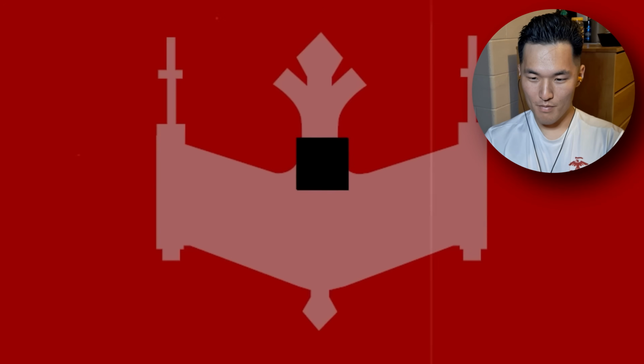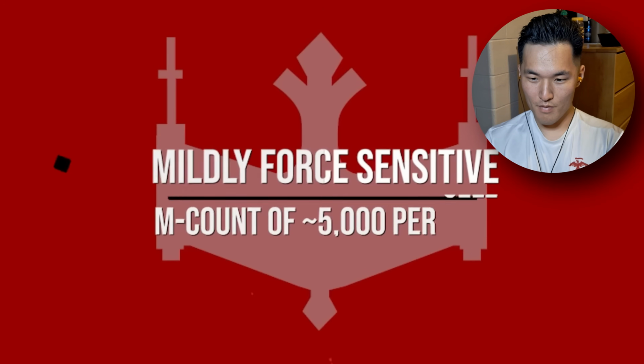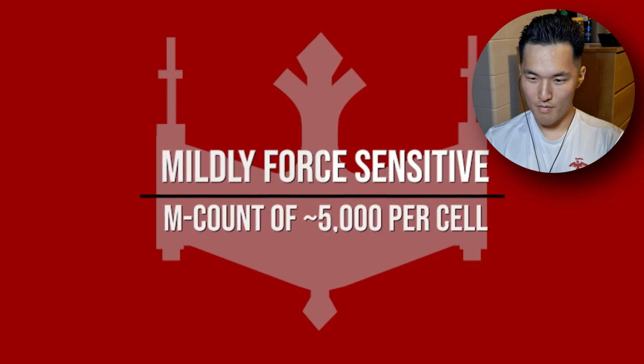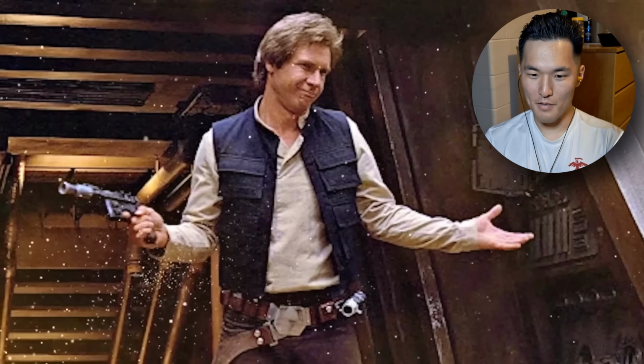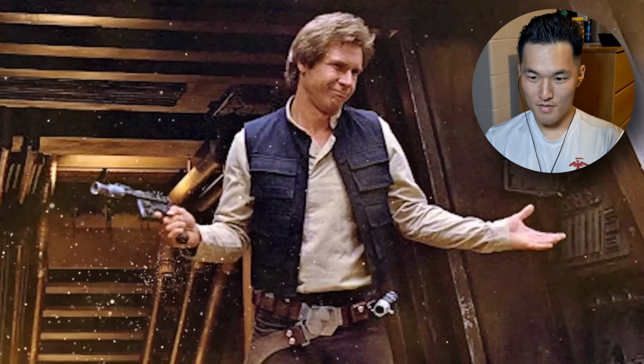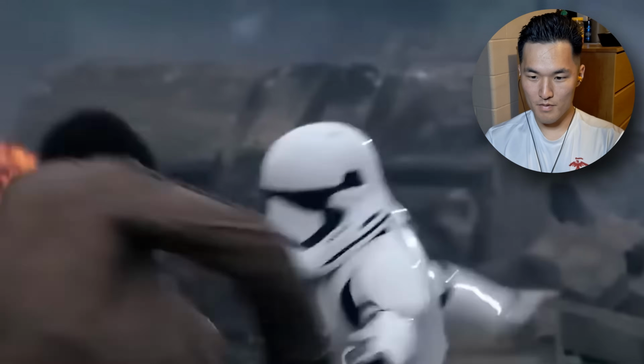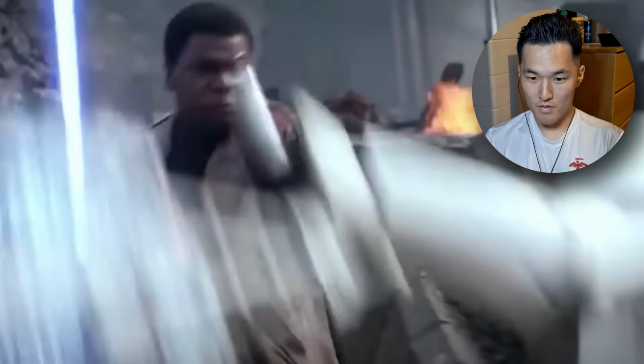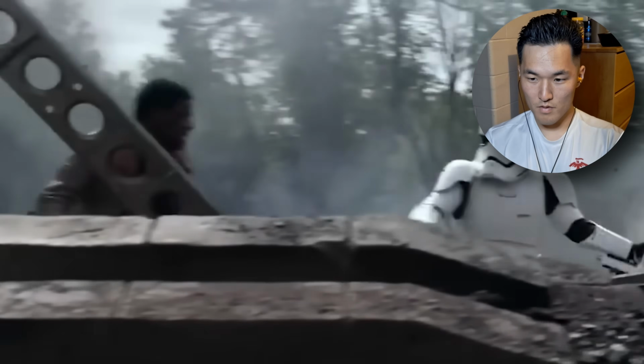The next tier consists of those who are mildly force sensitive, with an M-count of about 5,000 per cell. So this is probably level 2. Unaware of it, these individuals are able to subconsciously use subtle force abilities, such as being able to sense imminent danger or another person from a great distance.